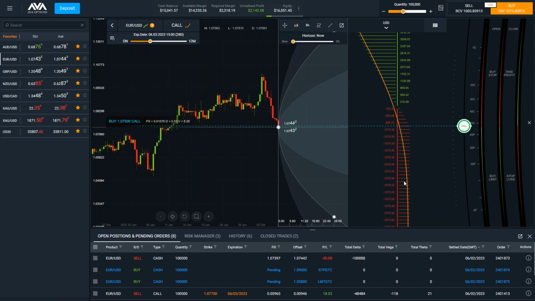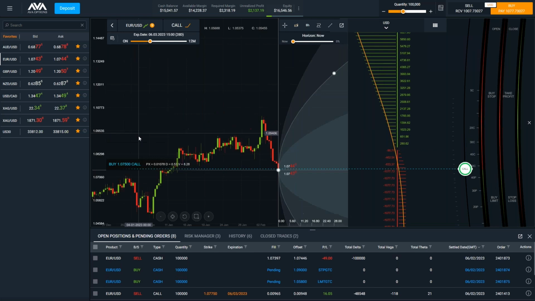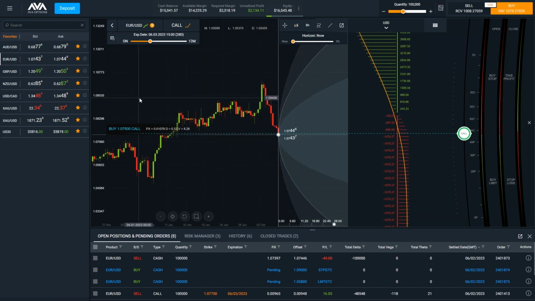You can see that the most I can lose in this P&L diagram is what I paid for the option. That's in red. My profit is unlimited. So this is the beauty of options. You have asymmetric payoffs. The most I can lose is what I paid for the option, and the most I can profit, of course, is unlimited.